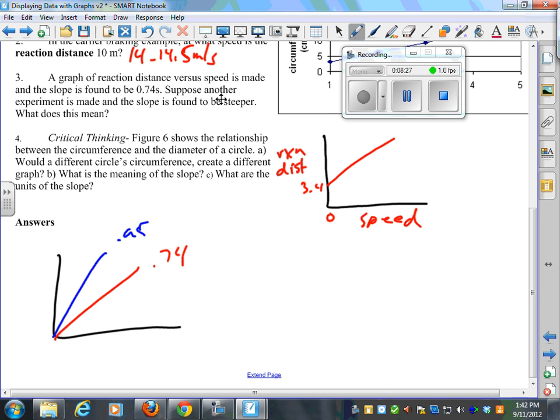The slope of the new person is 0.95. The reaction time of the new person is 0.95. How many people say that's a slower reaction time? How many people say that's a faster reaction time? Good, because it's slower. You're absolutely right. If the time is longer, it takes longer, 0.95 seconds, to get there. Slower.